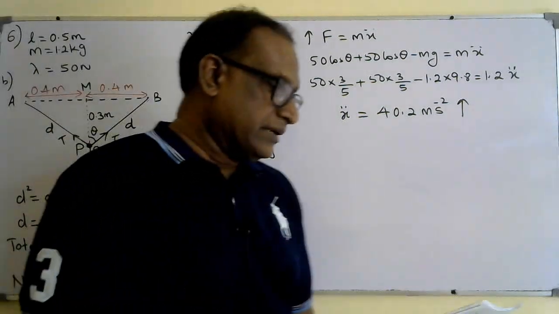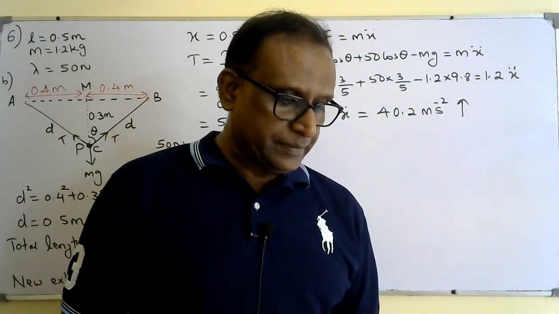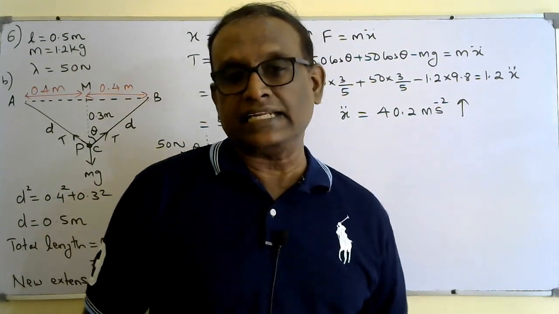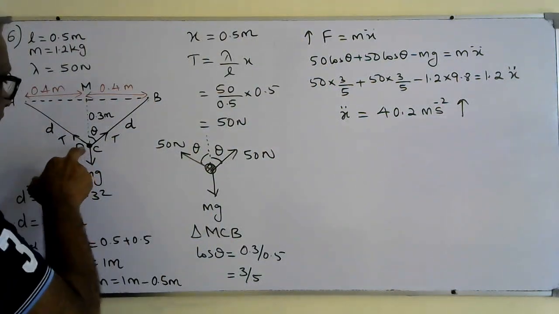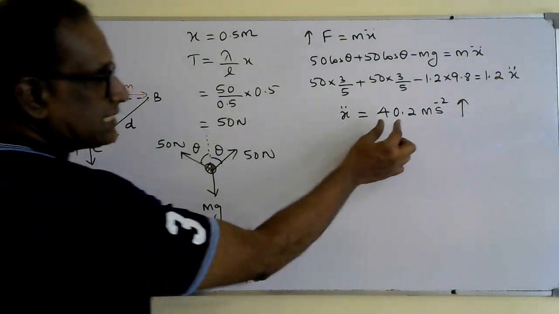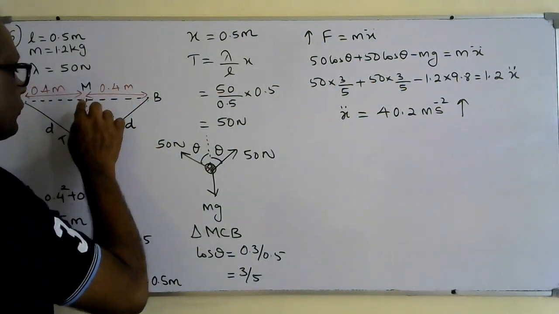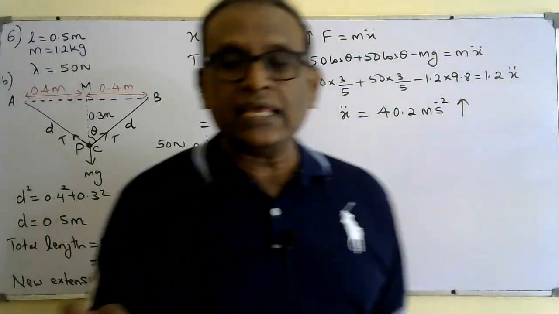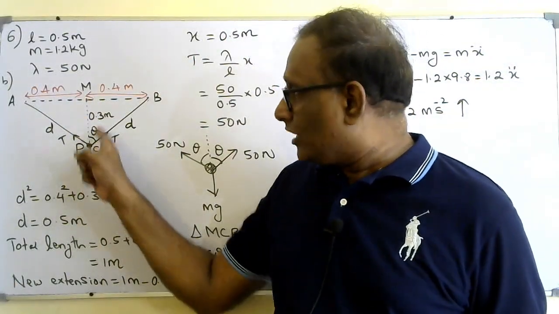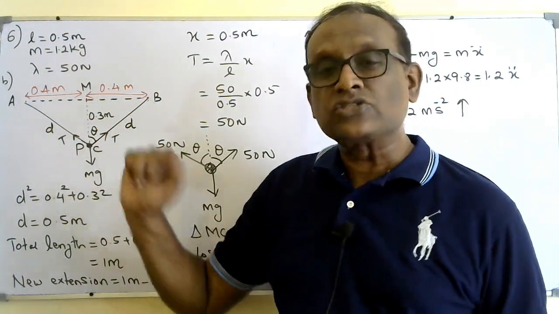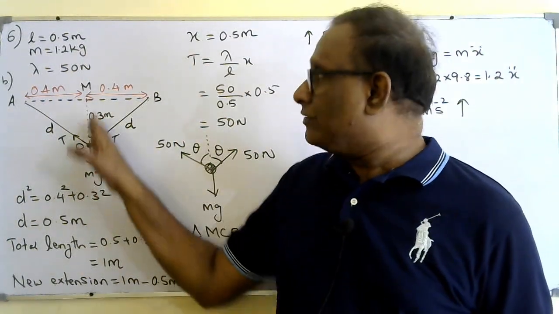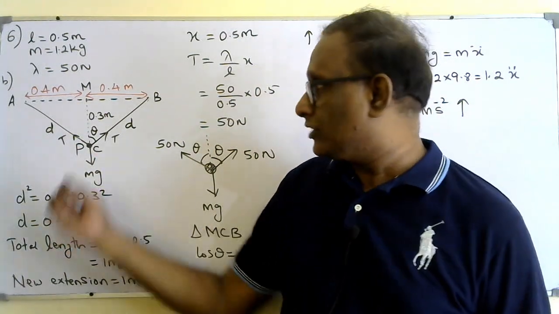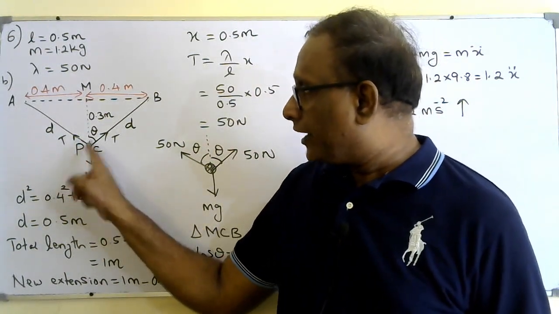Question number 6, C part: find the speed of P at the instant immediately before it hits the ceiling. So now you know that it has acceleration. When you release it here, this is the acceleration. So it's going to move until it reaches the point M. M is the center of AB. Until it reaches the M, there will be resultant force acting on it. So it will accelerate. So the speed will increase. Just before it hits the M, what could be the speed?